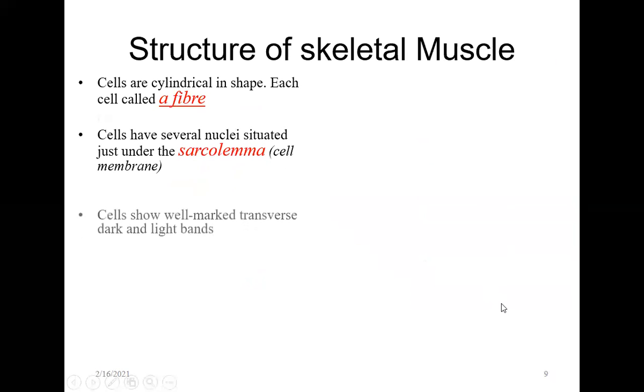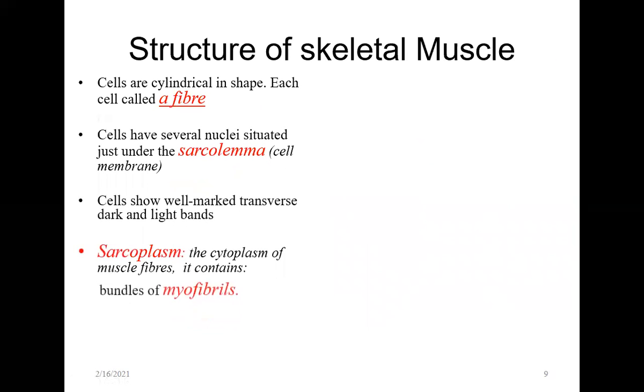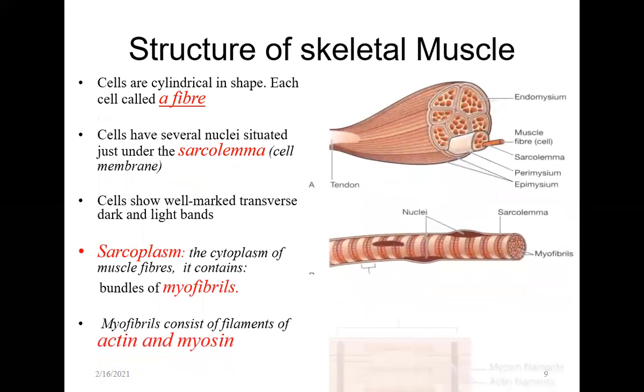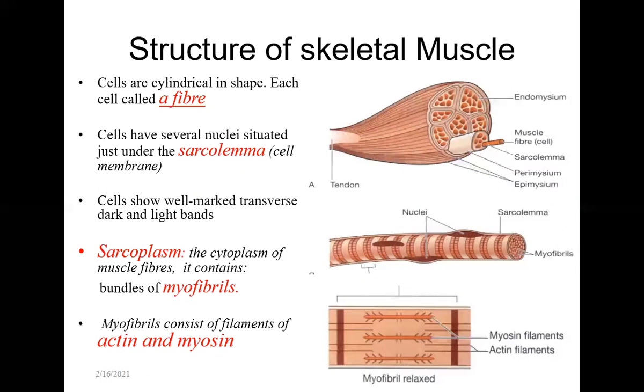Now coming to the structure of the skeletal muscle, what exactly it looks like. So we have studied the cell. This looks slightly different from the normal cell. The cells are, as I said, cylindrical in shape. Each cell is called a fiber. If you see here, this is one cell, a single cell. So this muscle is made up of many muscle cells here. Here you can see this is one muscle cell.